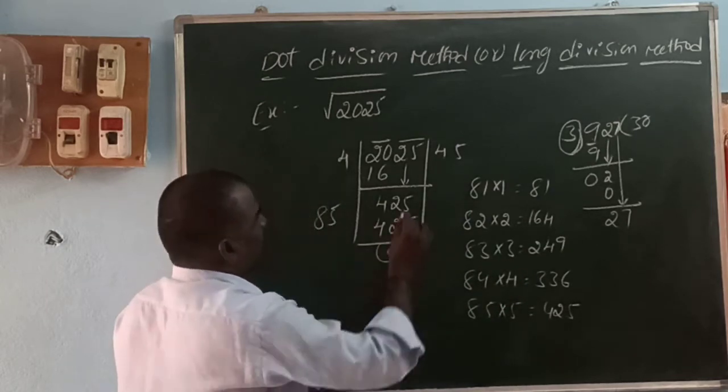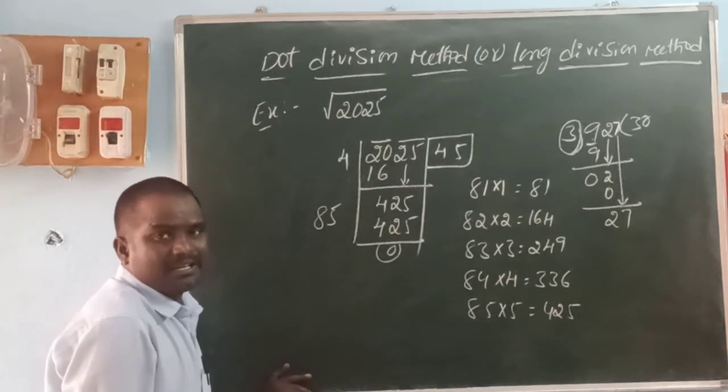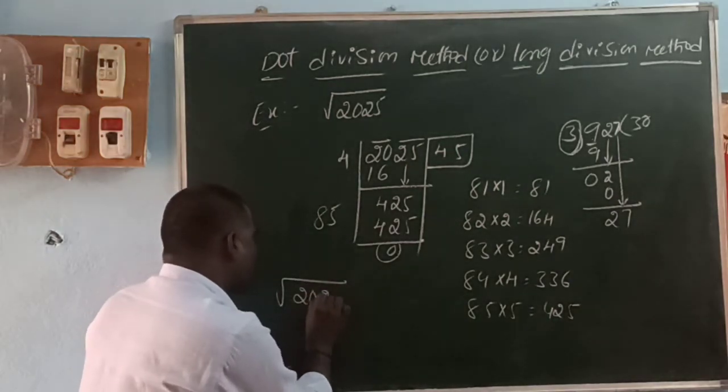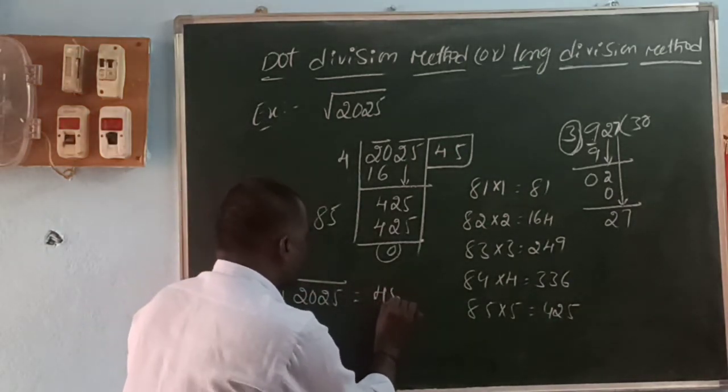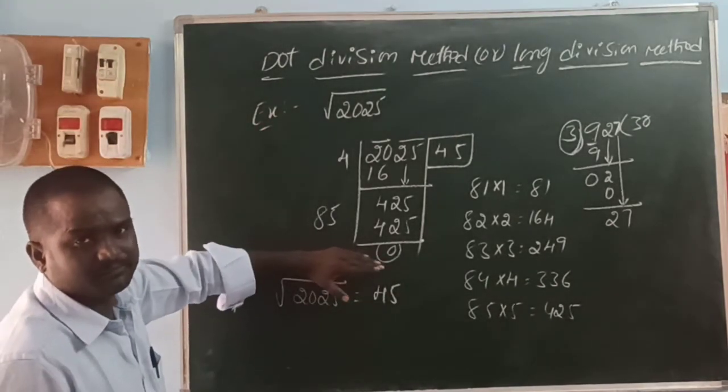0. So the quotient of a number after division is the square root. That is, here the square root of 2025 is equal to 45. So this is the dot division method.